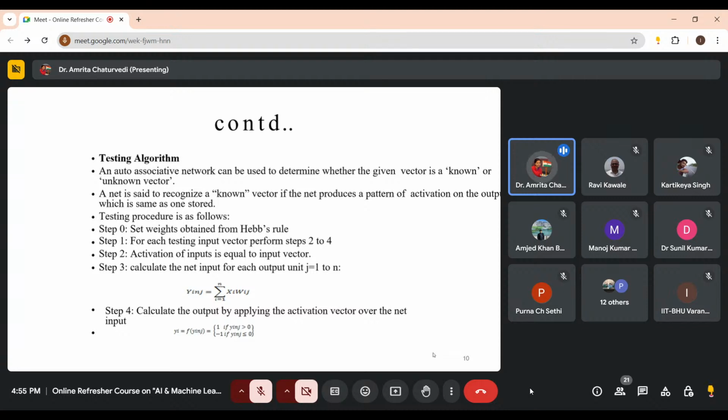Then the activation of the inputs is equal to the input vector. And you calculate the net input for each output unit, that is yinj is equal to summation i is equal to 1 to n xi wij. Then you calculate the output by applying the activation function over the net input. So yj is equal to f of yinj, which is 1 if yinj is greater than 0 and minus 1 if yinj is less than or equal to 0.